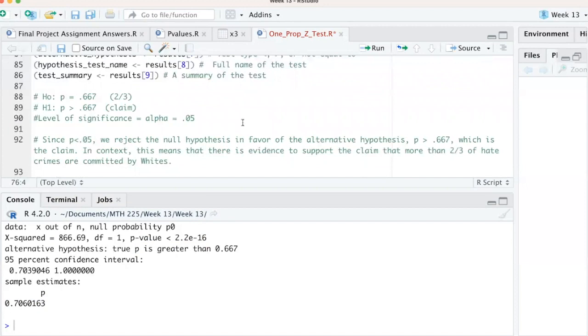So in summary, our claim was that the proportion of all hate crimes committed by whites is more than 2/3, 66.7%. We ran the test. We rejected the null hypothesis. So this one is rejected, and the only one left standing is the alternative. We would say that we reject the null hypothesis in favor of the alternative, that the proportion of all hate crimes committed by whites is more than 2/3. And that happens to be the claim. So in context, this means that there's evidence to support the claim that more than 2/3 of the hate crimes are committed by whites. So we have confirmed the original claim.